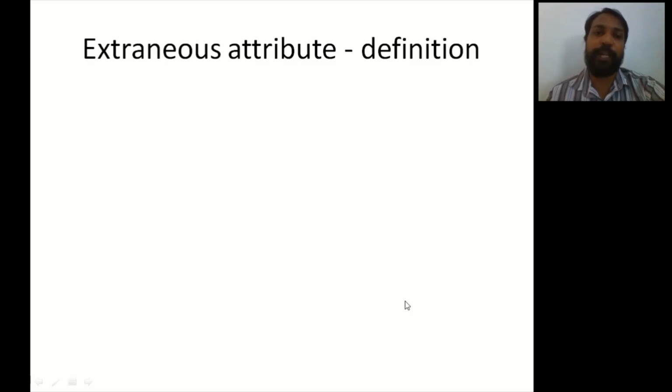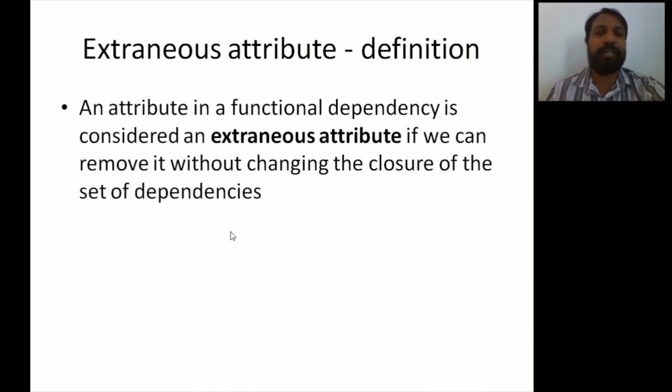Before going into this minimal cover, we should learn what we mean by extraneous or irrelevant attributes. So this is the definition for an extraneous attribute. An attribute in a functional dependency is considered an extraneous attribute if we can remove it without changing the closure of the set of functional dependencies. Then that attribute is known as extraneous attribute or irrelevant attribute. So if we take some relations and their functional dependencies, some attributes may be irrelevant for that functional dependency or may be considered extraneous. So such kind of attributes should be removed from those functional dependencies.